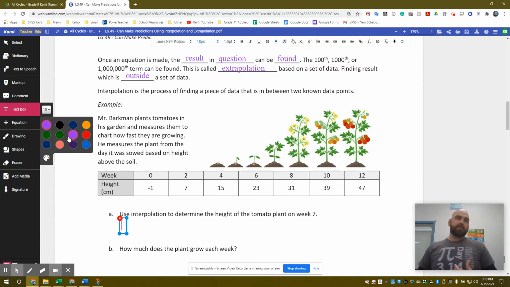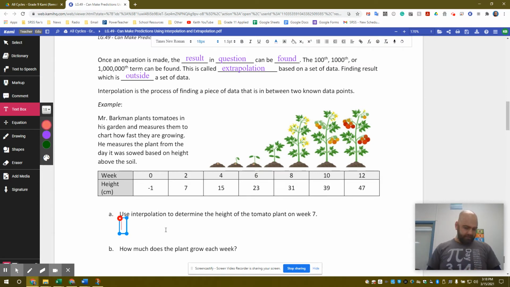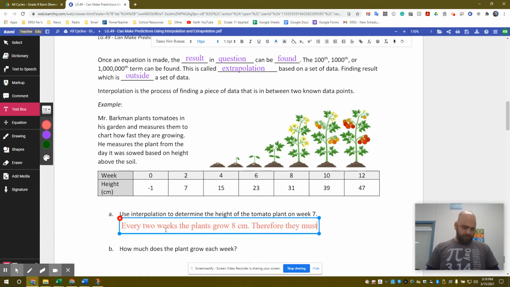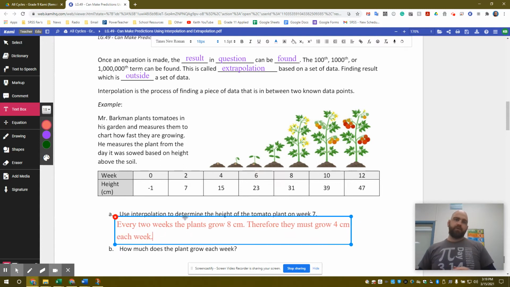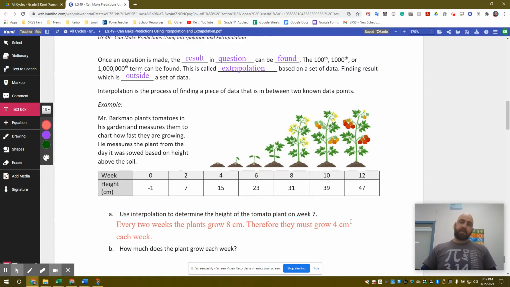Well, what we can see is that every 2 weeks, the plants grow 8 centimeters. Therefore, they must grow 4 centimeters each week. So if we can see that every 2 weeks they're growing 8 centimeters, we can understand that every week they're going to grow 4 centimeters. Well, 4 centimeters above 23 is 27.